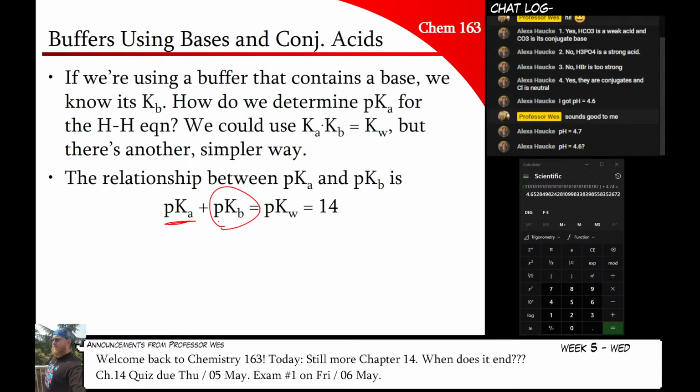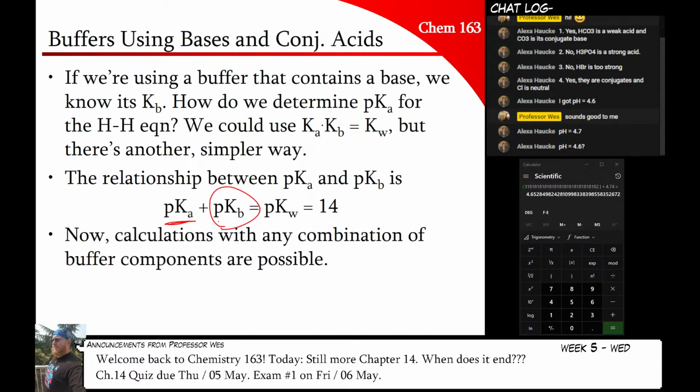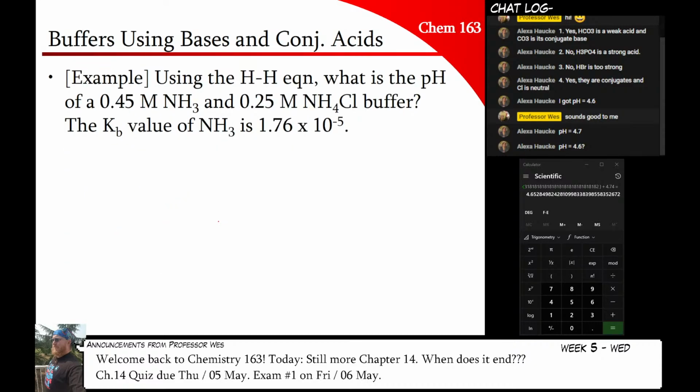So if you know one of these things, just do 14 minus it to get the other one. And vice versa, right? So for a lot of bases, like ammonia versus ammonium, we're going to do the ammonia-ammonium buffer in just a second here. The pKa is not memorized by most people, but Kb is known. And so we can look up what Kb is, find pKb, and then find pKa. So we'll do that on the next slide. So let's do that.